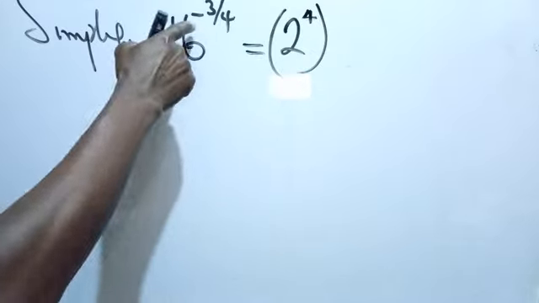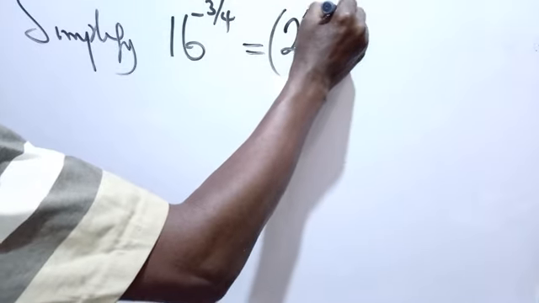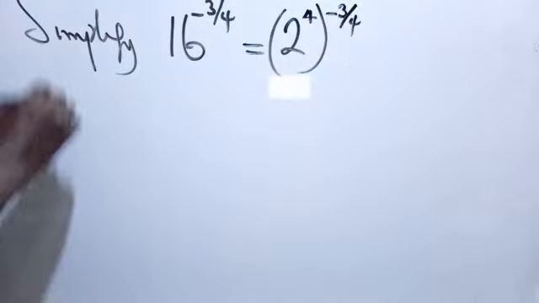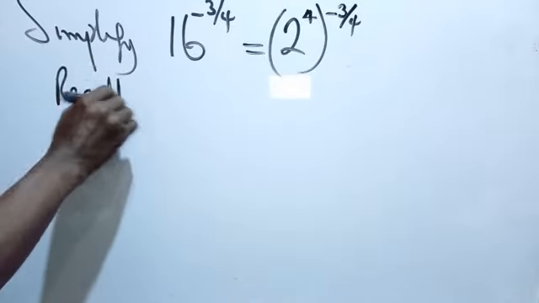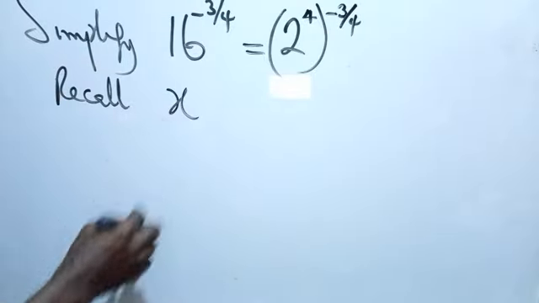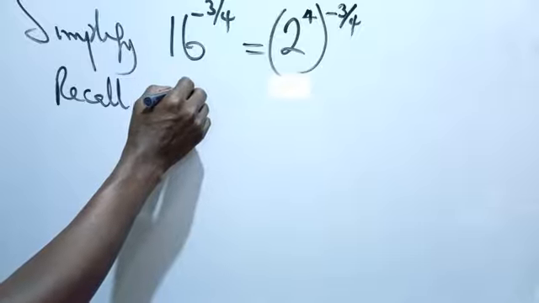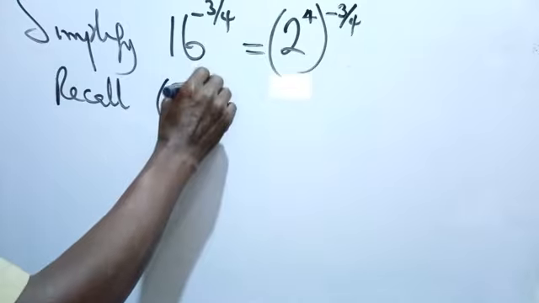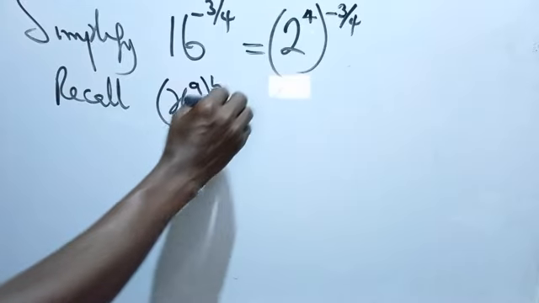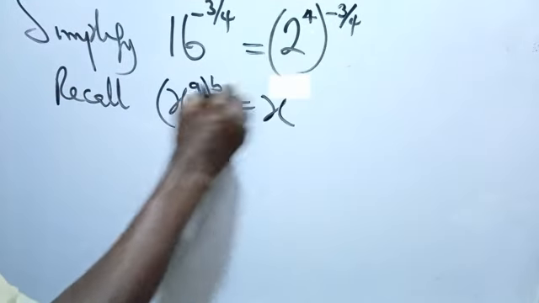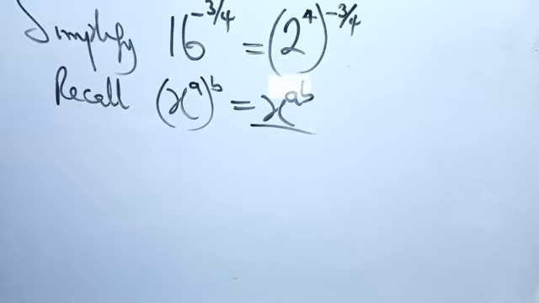Then you close the bracket like that and you put the exponent of minus 3 over 4. So recall in indices, if you have x raised to the power of a, to the power of b, that gives x raised to the power a times b. That is the law of indices.